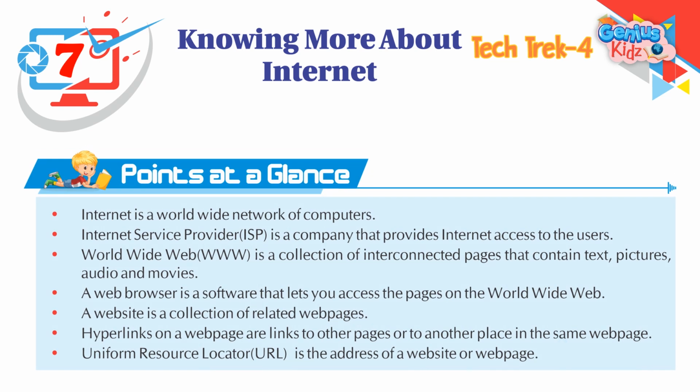Points at a glance. Internet is a worldwide network of computers. Internet Service Provider (ISP) is a company that provides internet access to the users. World Wide Web (WWW) is a collection of interconnected pages that contain text, pictures, audio, and movies. A web browser is a software that lets you access the pages on the World Wide Web. A website is a collection of related web pages. Hyperlinks on a web page are links to other pages or to another place in the same web page. Uniform Resource Locator (URL) is the address of a website or web page.